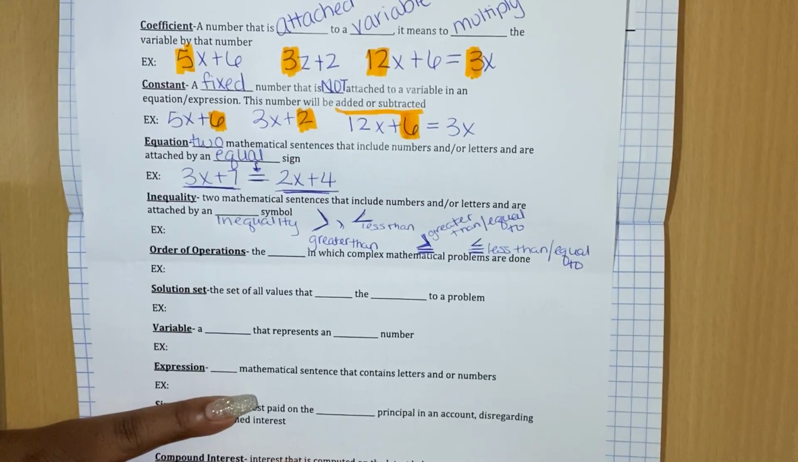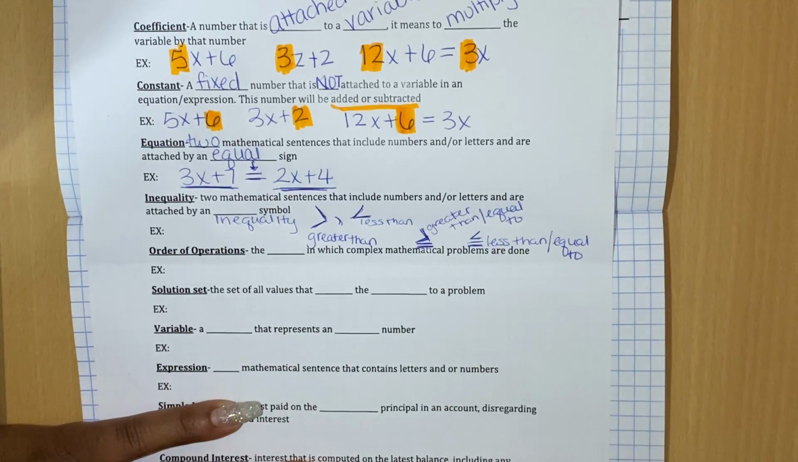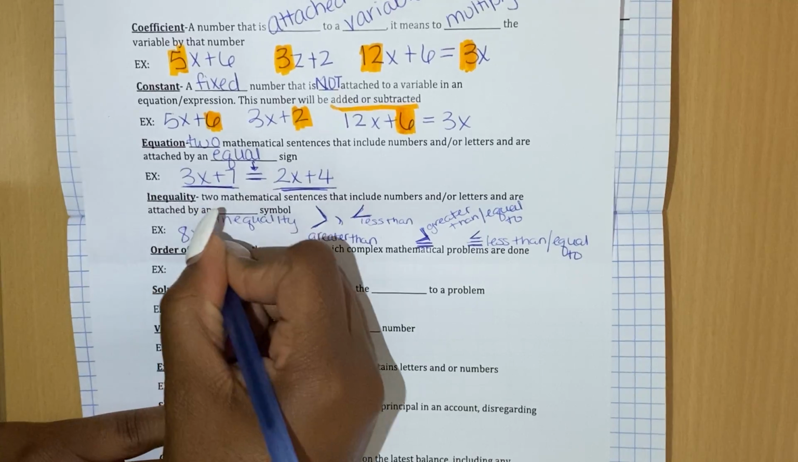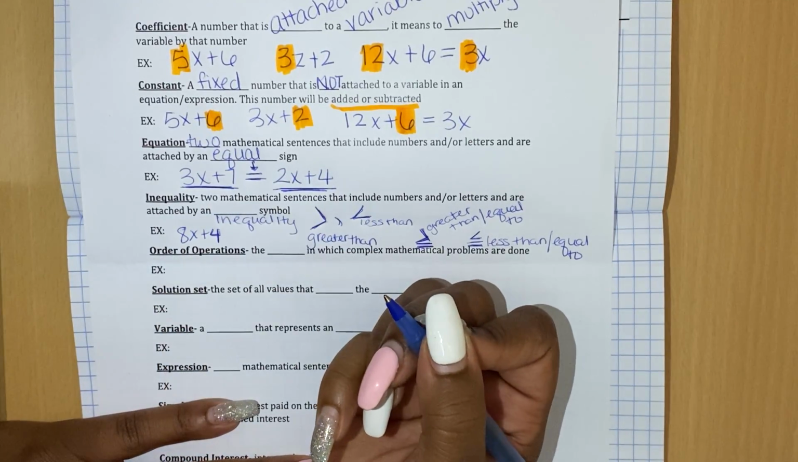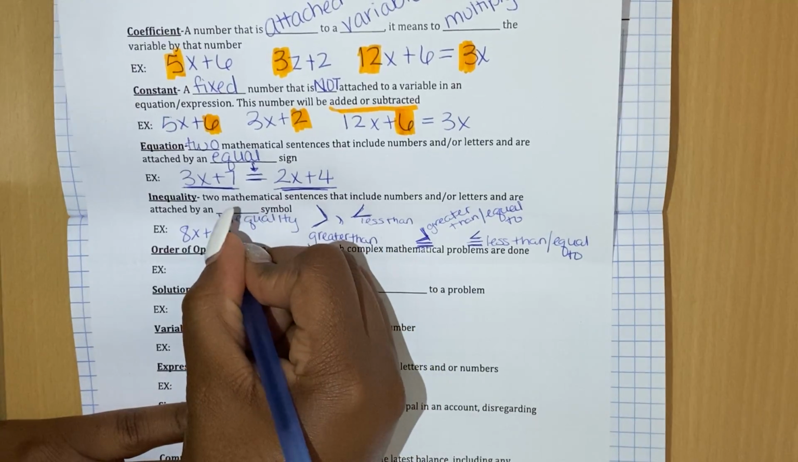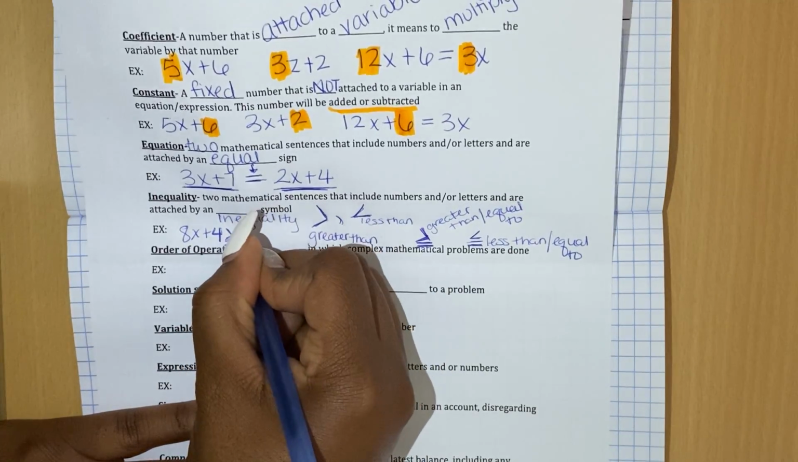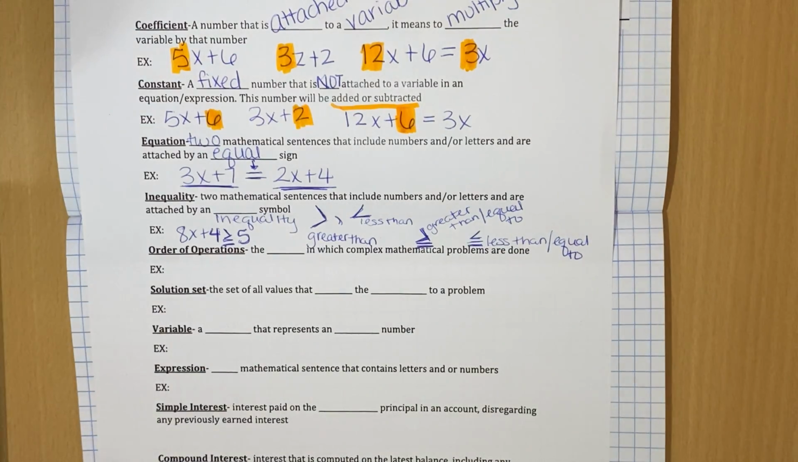Let's get an example of an inequality. If I had 8x plus 4 is greater than or equal to 5, that is an example of an inequality.